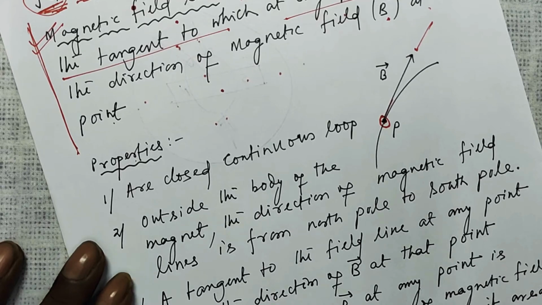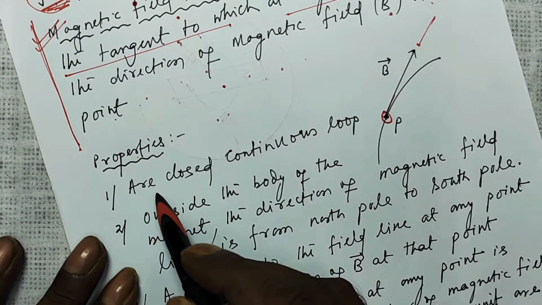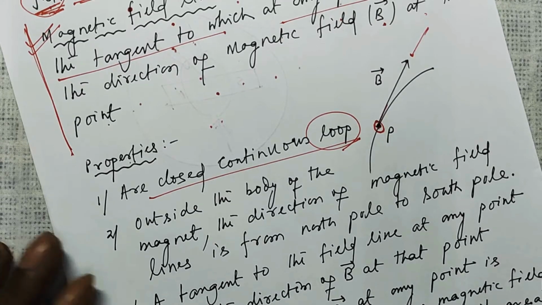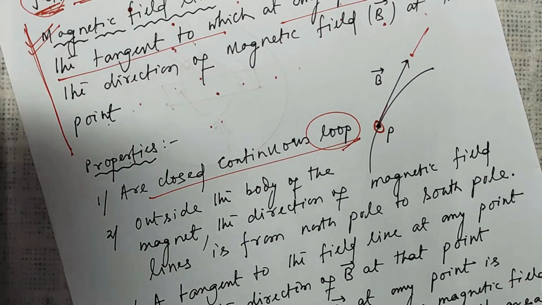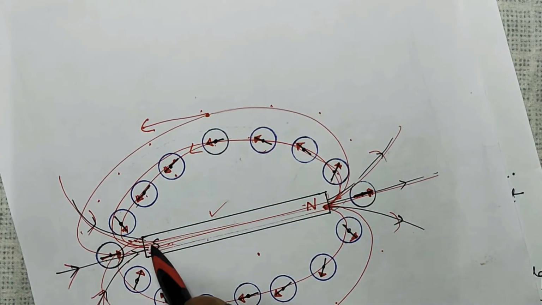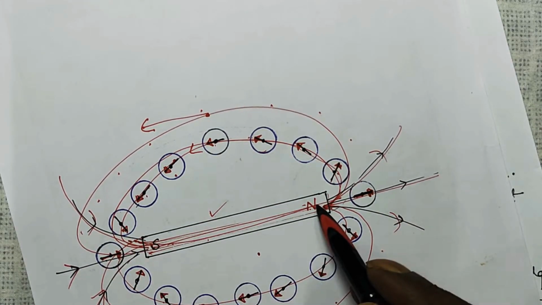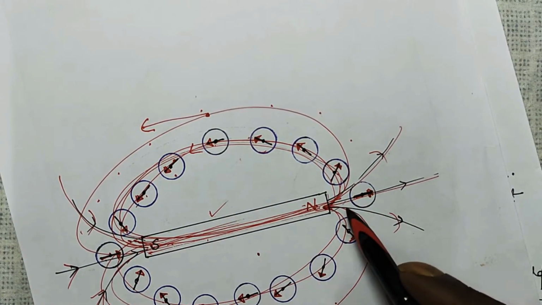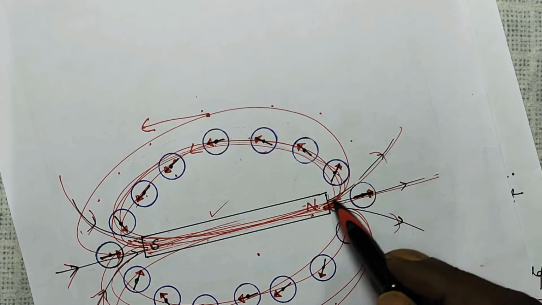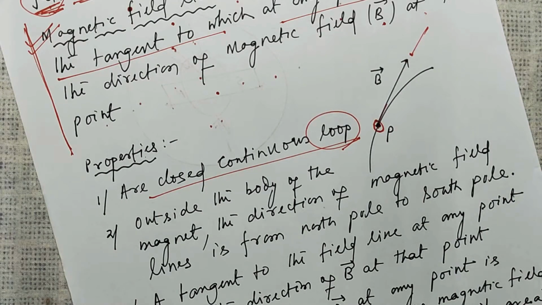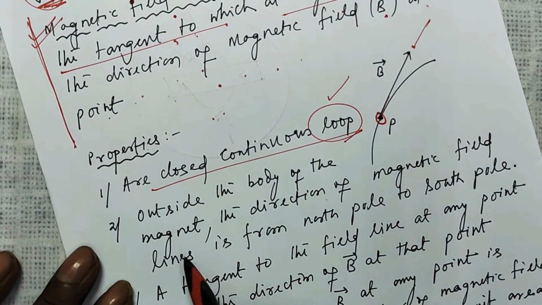Now all these lines of force are closed continuous loops. Closed means they begin at the north pole and don't end at the south pole. They are passing through the magnet. Therefore, they are continuous loops. These are all continuous loops. This is also a continuous loop. So they are all closed continuous loops.